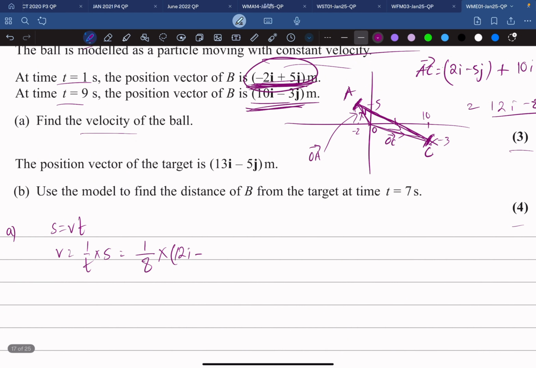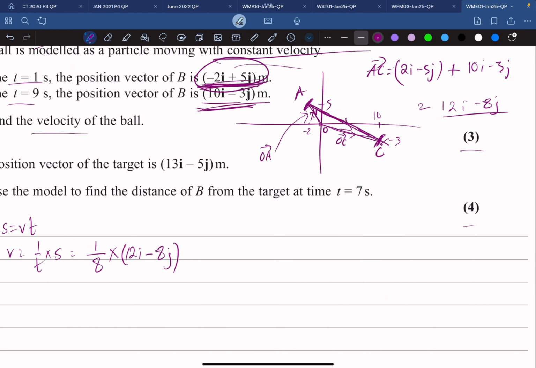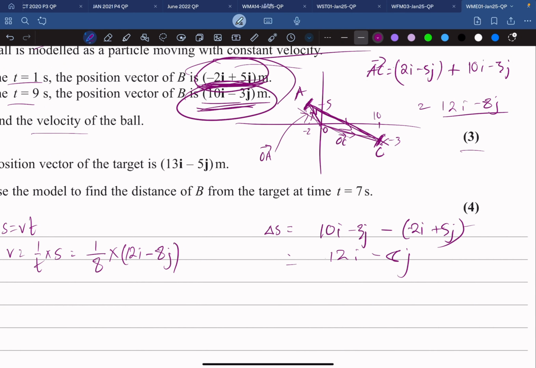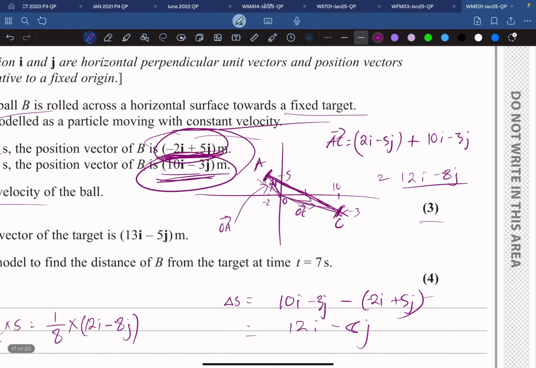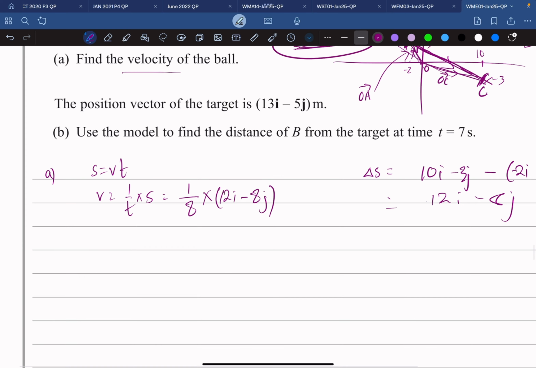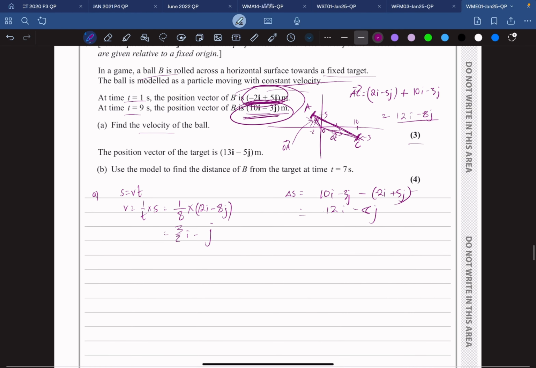12i minus 8j. And there's another way you could simply do this. Instead of visualizing like that, simply find out the change in displacement. The change in displacement is just the final minus the initial. Finally, you're at 10i minus 3j, and initially you're at minus 2i plus 5j. You just find out the difference, and you get 12i minus 8j as well. I just wanted to show you the other method, sort of. It's the same thing, but yeah. Okay, now we're just gonna get 12 divided by 8. I guess that's 3 by 2i. Okay, there we go. 3 by 2i minus j. That is our velocity, and we're done.